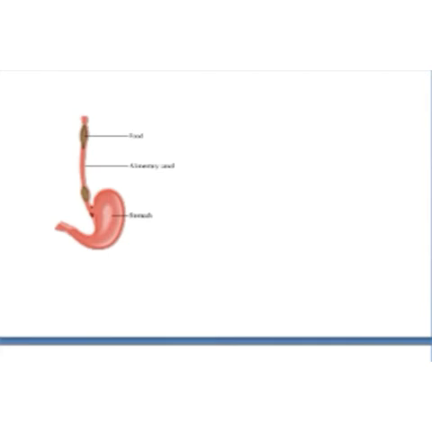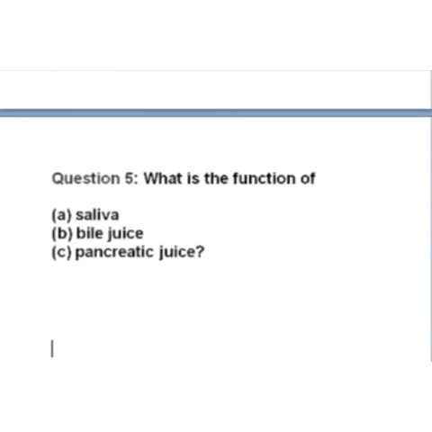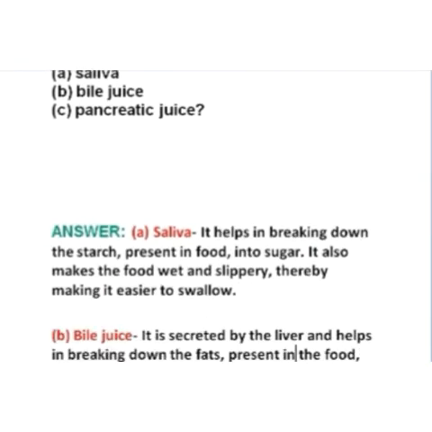You can even draw this picture also, or you can draw the picture that is given on page number 18. Right, students? Okay. Moving further, question number 5. Question 5 says: what is the function of saliva, bile juice and pancreatic juice? So students, you have to tell the function of these three: saliva, bile juice and pancreatic juice.